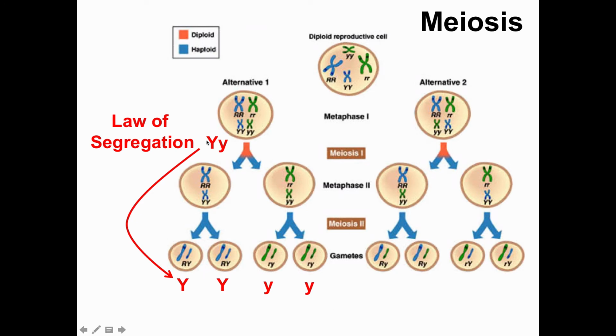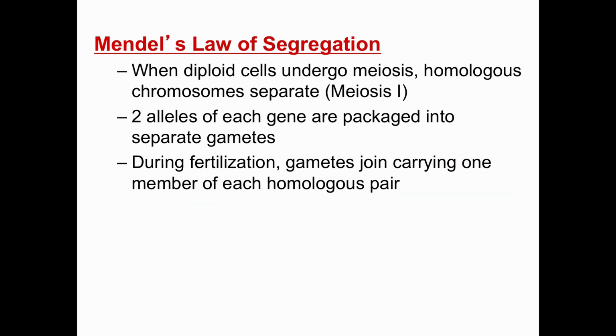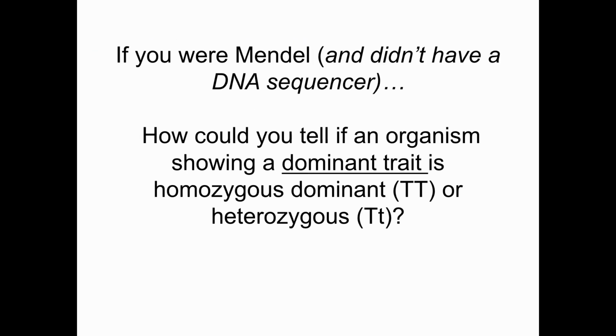So this is what we were talking about, right? For a particular gene, if this was in the parent, ultimately these alleles would separate. By the end of meiosis 2, these alleles are separated in the gametes. So that's the law of segregation. There it is in words. When the diploid cell undergoes meiosis, homologs separate, we know that, and the two alleles of each gene are packaged into separate gametes. During fertilization, the gametes come together, and they carry one member of each homologous pair.